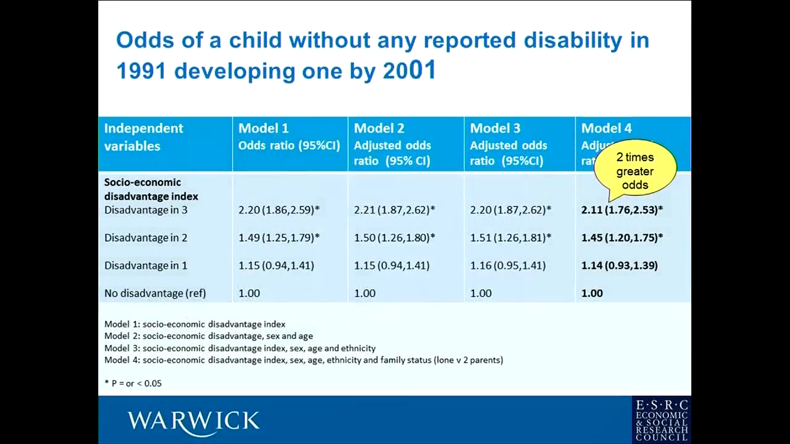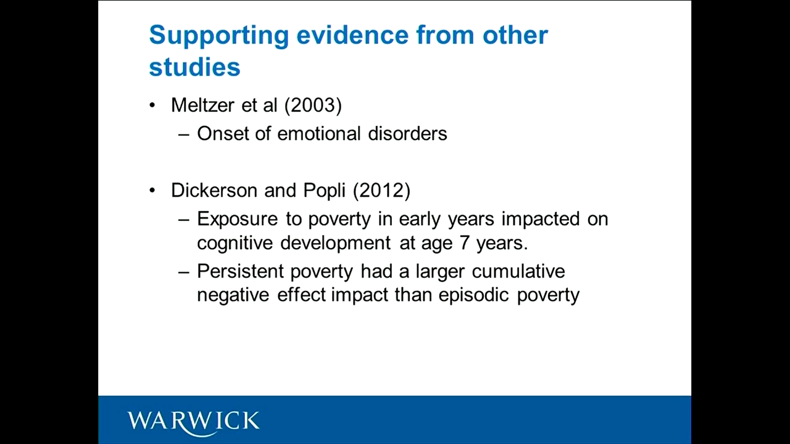And for those of you that don't like complicated slides, then look away now. But this is what this shows. When we'd adjusted in our model for things like age, sex, ethnicity and family status, we found that children in the most disadvantaged circumstances had odds over 2 times greater of experiencing disability. There's supporting evidence for this from other studies.